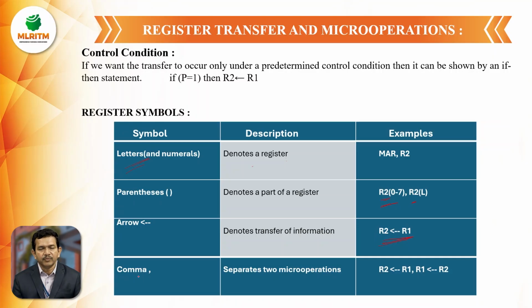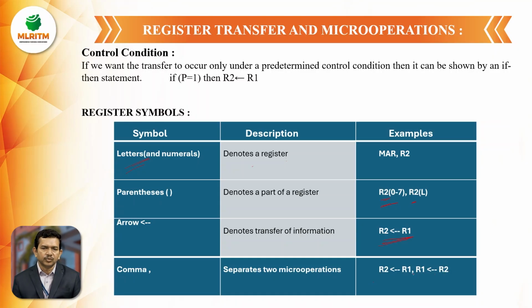Next, a very important symbol is the comma. It separates two micro operations. Suppose I have an operation R1 transfers to R2, and another operation R2 transfers to R1. I have two operations here, where I am trying to transfer the data from R1 to R2, and then transfer the data from R2 to R1.